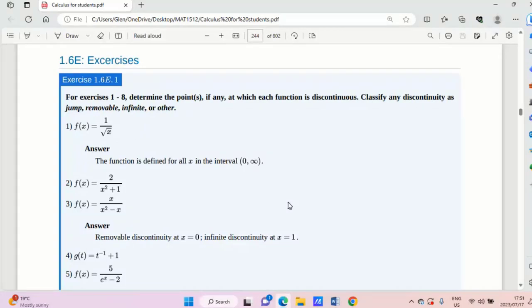Let's say you are putting 1 wherever you see x. What will you have? 1 over 0. I understand now. Okay, thank you. Now let's look at number 4.